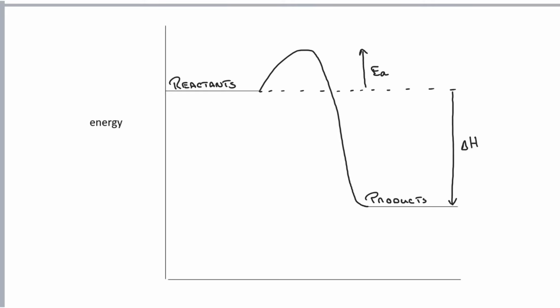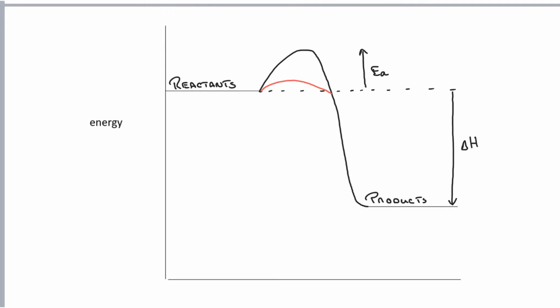Now, what does a catalyst do? It provides us with an alternative reaction pathway or reaction route of lower activation energy. So it will not change the energy of the reactants and the products. Quite simply, a catalysed reaction might look like this. All that's happened is the activation energy is lower.